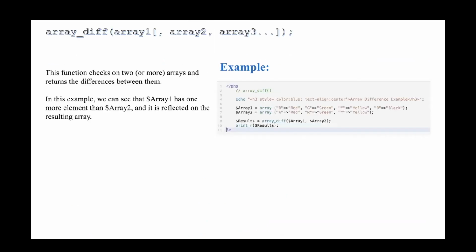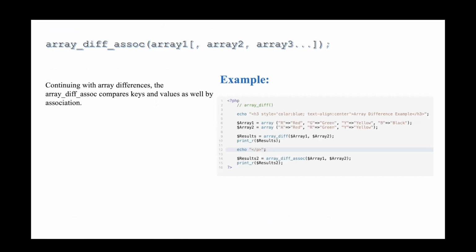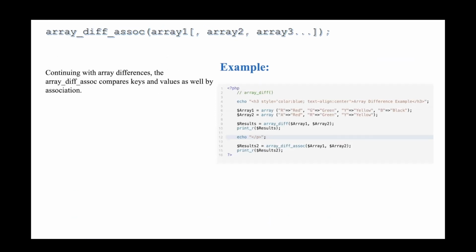The array diff checks one or two or more arrays and returns the differences between them. If you can see the example, one has the word black with the key B, the other one doesn't. So it will return the difference between the two arrays. The diff assoc is the same thing, but for an associative array. So it's going after the keys instead of the values.